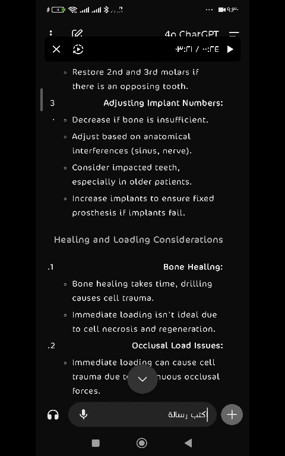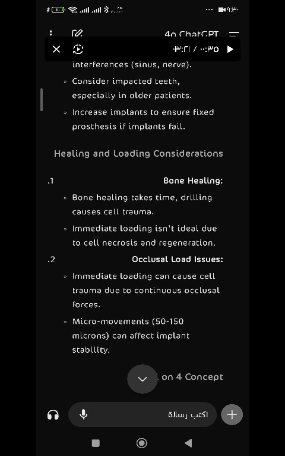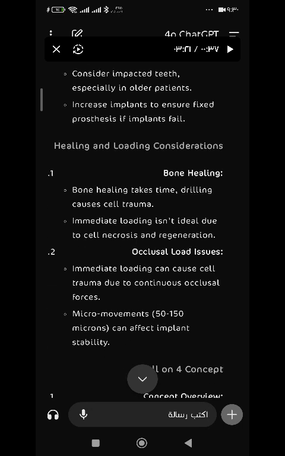3. Adjusting implant numbers. Decrease if bone is insufficient. Adjust based on anatomical interferences, sinus, nerve. Consider impacted teeth, especially in older patients. Increase implants to ensure a fixed prosthesis if implants fail.